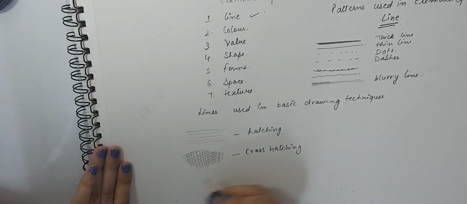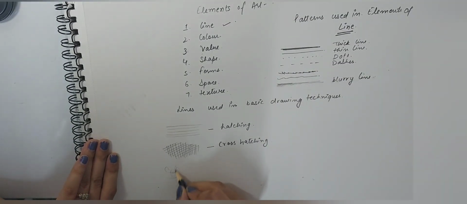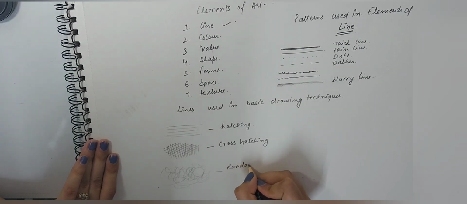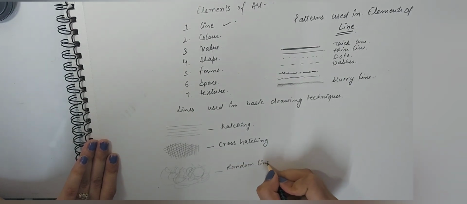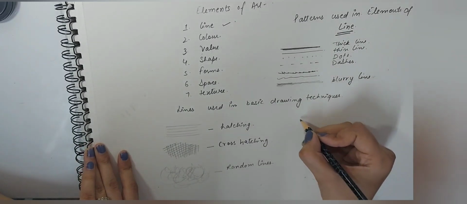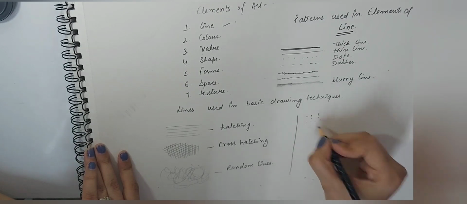Another characteristic of line is the focus. When we want to show a focus, we can use sharp lines, blurry lines, fuzzy and choppy lines as well. Then there is the feeling. When we want to show some feeling, we can use sharp, jagged, graceful and smooth lines.